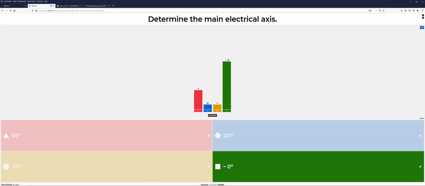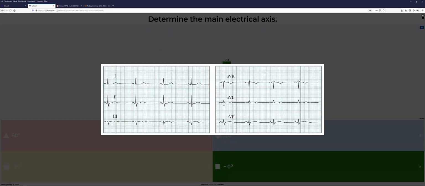Great, very good. Okay, but only 3 answers I got, not too many. Now, who can tell me how we can calculate the axis? We have to find the one that is more positive, or equiphasic. Equiphasic means the positivity and negativity is about the same.